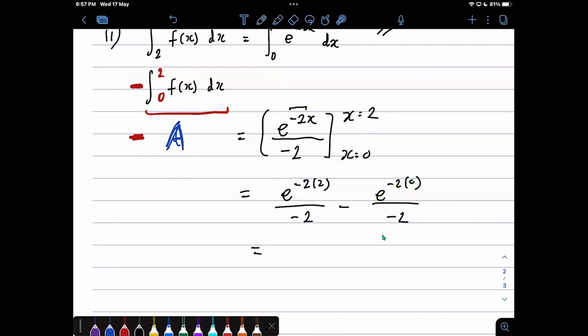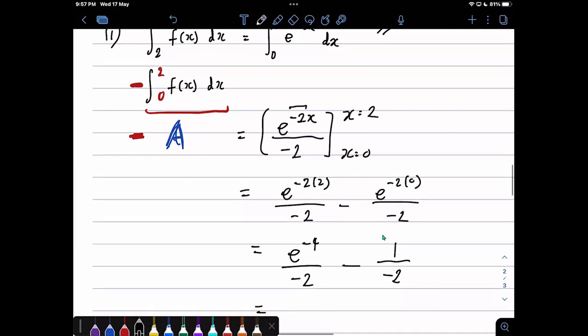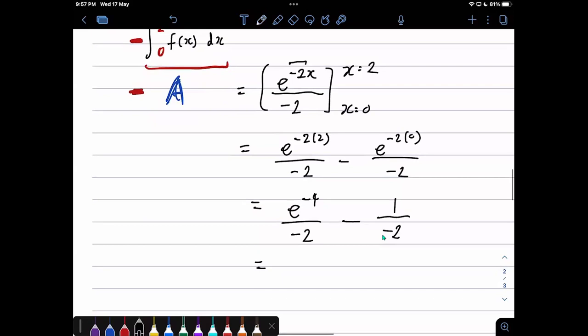No, wait. -2 times 0 is 0. E power 0, isn't that just 1? It's 1, not 0. Trick question. This is -4 over -2. Minus, minus, this becomes a plus. So plus a half. Okay, good.